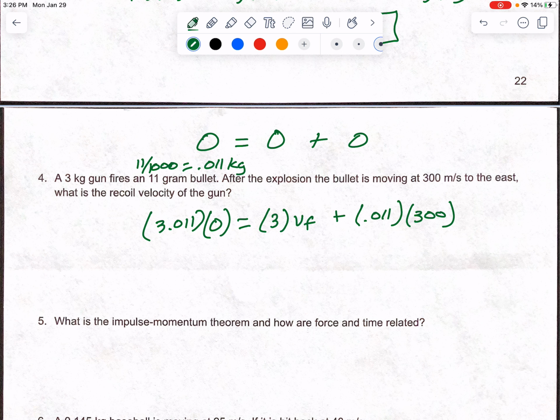Okay, so I get my VF of -1.1 meters per second. So there is your type 3. So we've gone over the 3 different types.